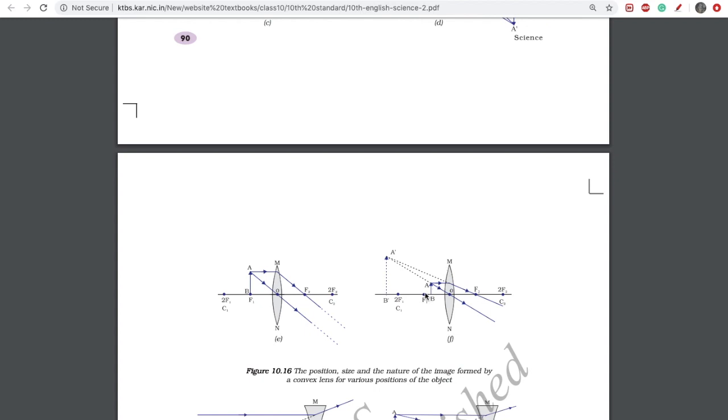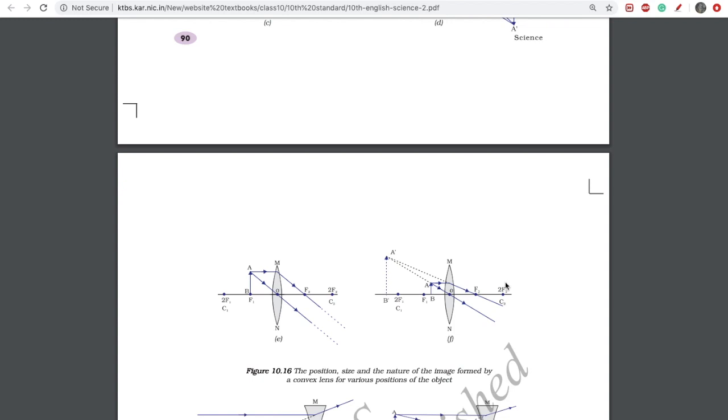And last one, that is between focus and the optical center, virtual image is formed even with the convex lens. So what happens is, it refracts in such a way that it appears to form image here. Okay, so that's why there is no actual image. So if you place a screen here, you won't get an image. It is a virtual image.